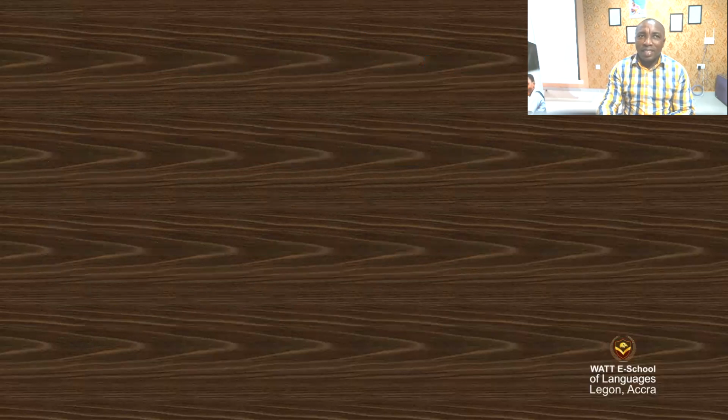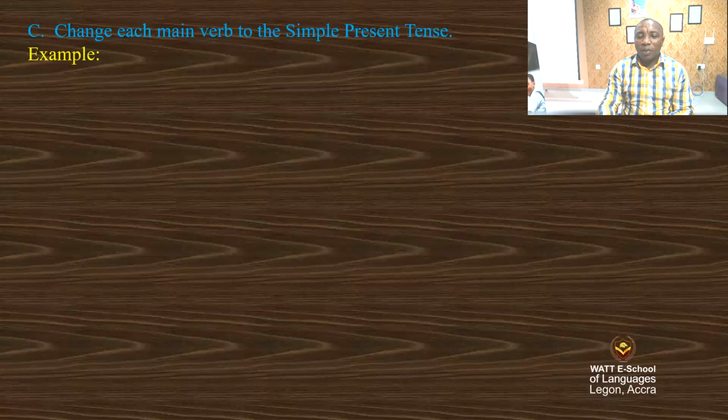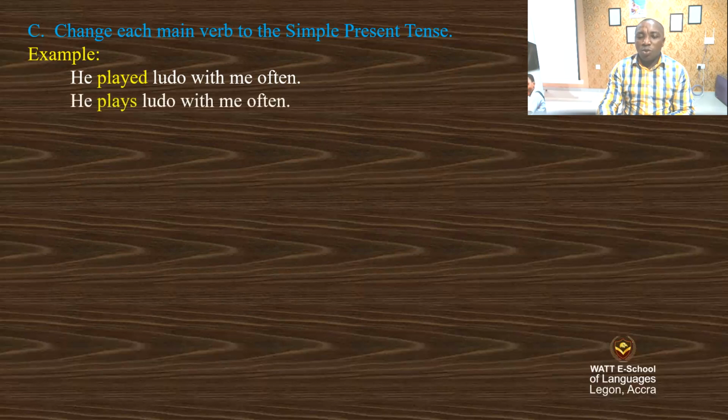Now, activity C. Let's have a look at another one. Change each main verb to the simple present tense. We are still dealing with the simple present. Example: He played Ludo with me often. He plays Ludo with me often.